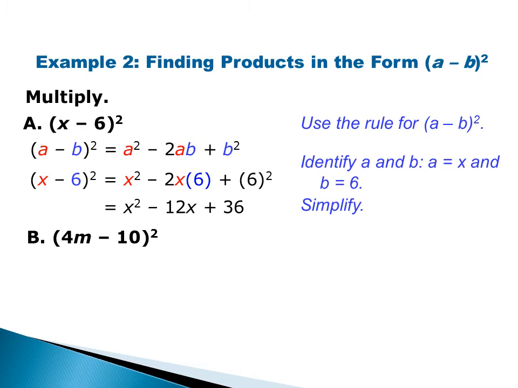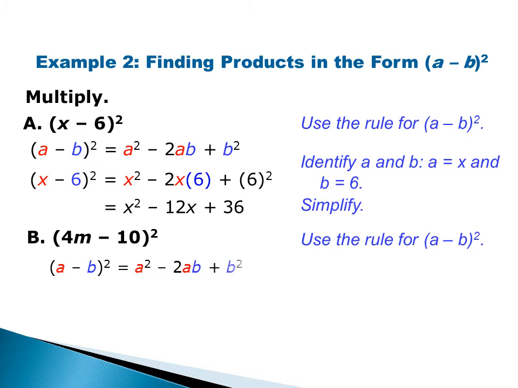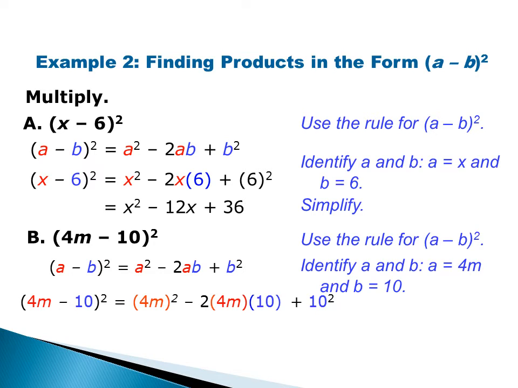Okay, here's the final answer. I'm sorry, here's letter B. Watch this now. Instead of a and b, I have 4m minus 10. Same story. So remember, you're going to follow that rule. Instead of 4m, we're going to square it, and the 10 is going to get squared. For the O and the I, you are multiplying the inside, which is 4m times 10. It becomes negative 40m. Then you double it, it becomes negative 80m.